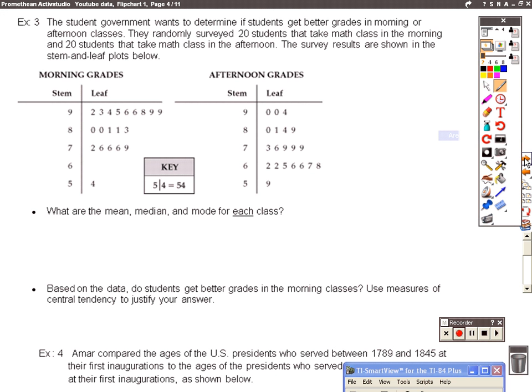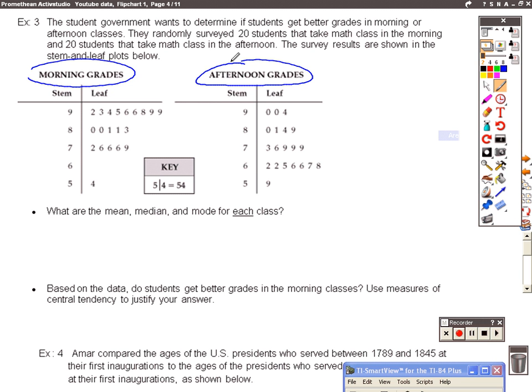In problem number 3, the student government wants to determine if students get better grades in the morning or afternoon classes. They randomly surveyed 20 students that take math tests in the morning and 20 students that take math class in the afternoon. The survey results are shown in the stem and leaf plots below. So we have classes. It might be an algebra class, one that was occurring in the morning and one was occurring in the afternoon, and they're curious, is it better to have math in the morning or is it better to have math in the afternoon?